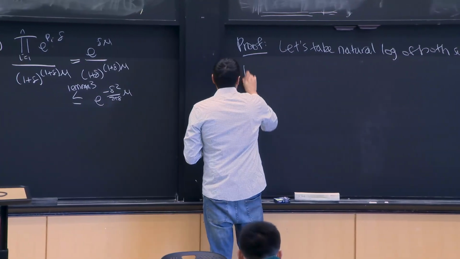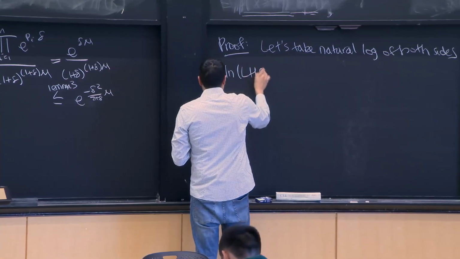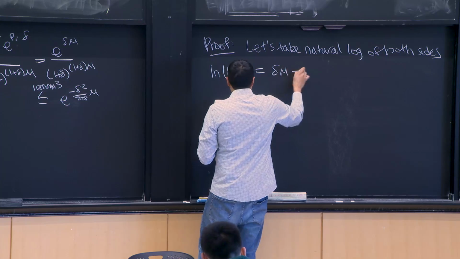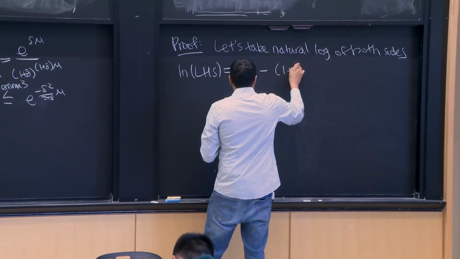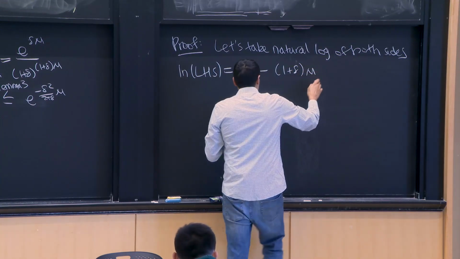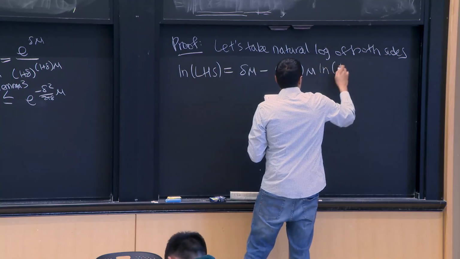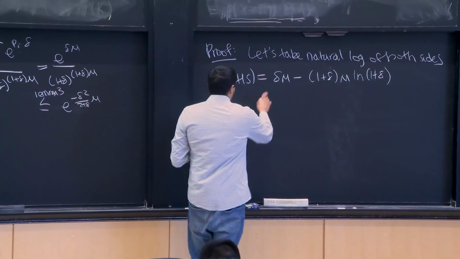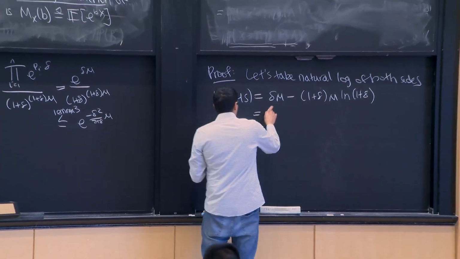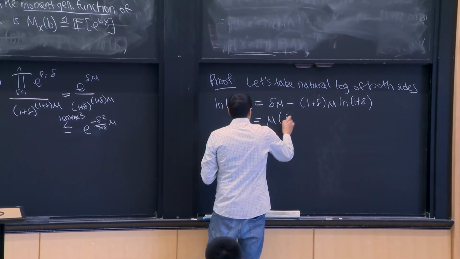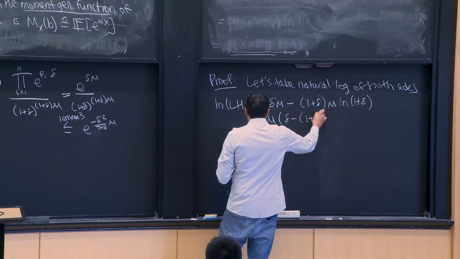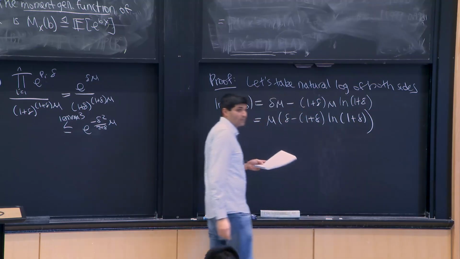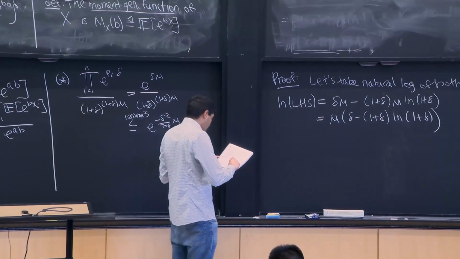So the natural log of the left-hand side of my expression is equal to delta mu minus 1 plus delta mu natural log of 1 plus delta, right? And I can rewrite this expression and pull out the mu. So I'll get mu times delta minus 1 plus delta natural log of 1 plus delta. Nothing fancy is happening here.